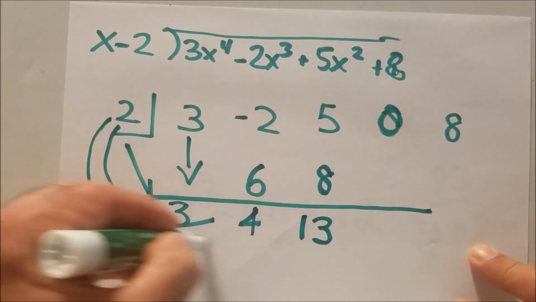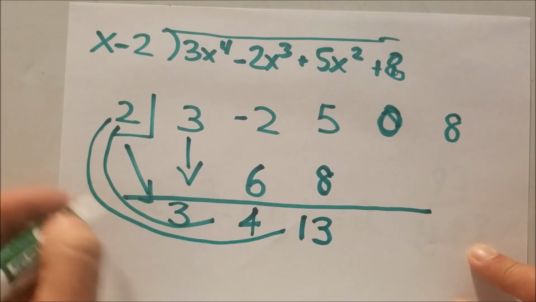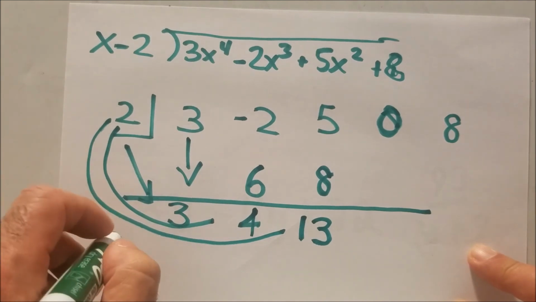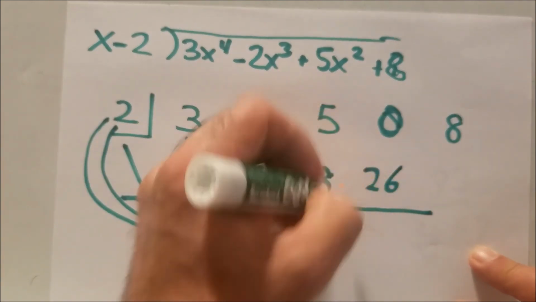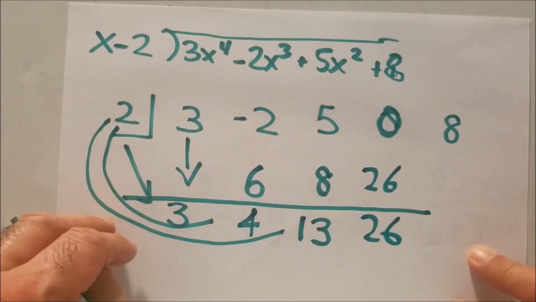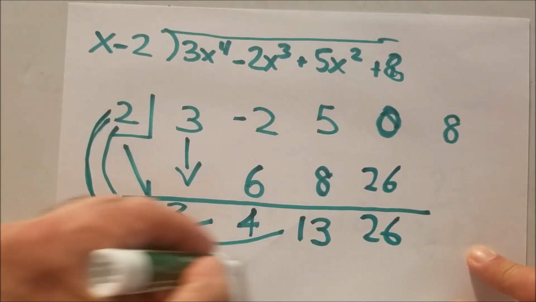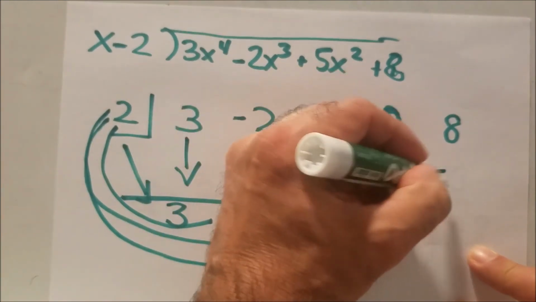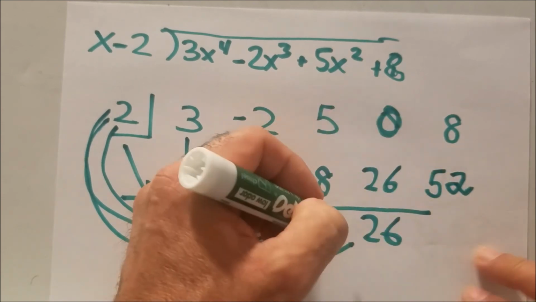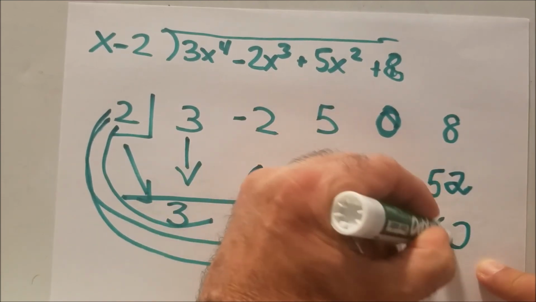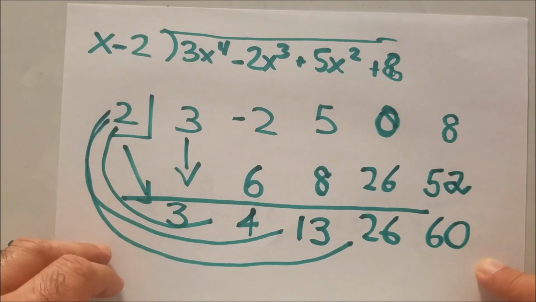And we'll multiply that. So you multiply and you bring it up and add. And you get a 26. Add that, you get 26. And then we'll multiply that. We'll get a 52. And you add that and there's your 60. And the 60 will be our remainder.